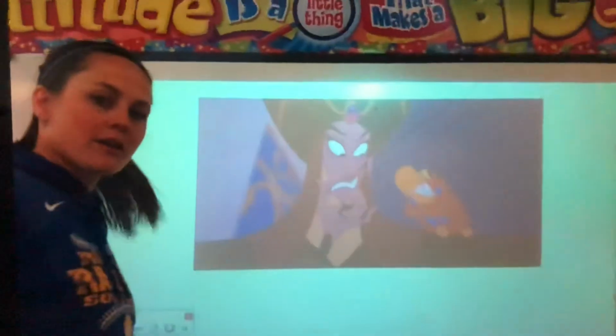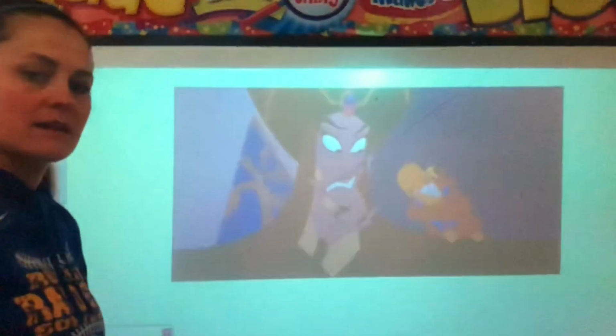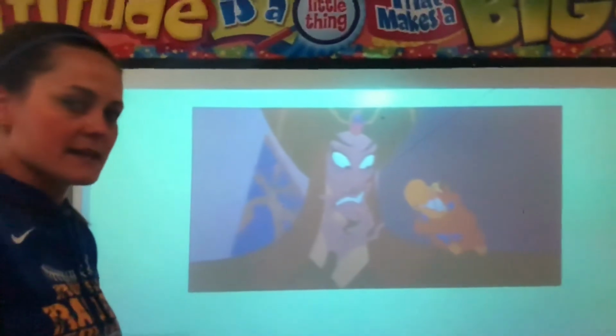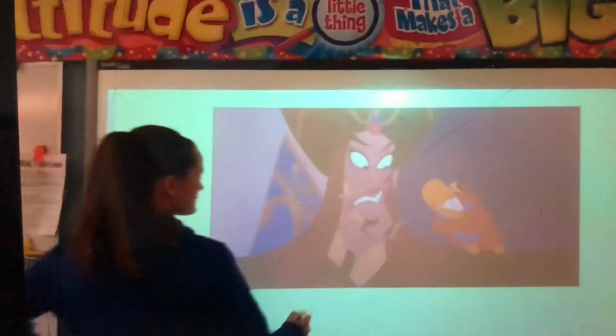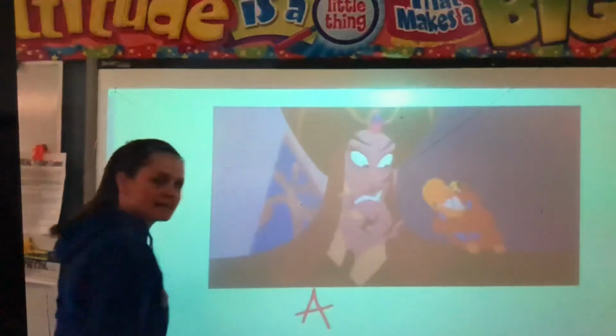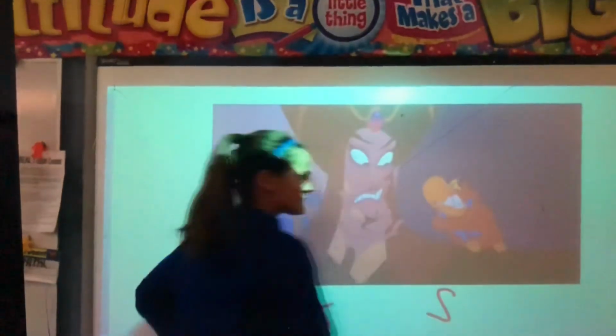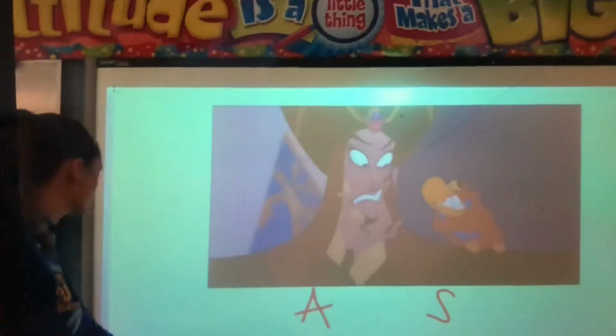All right, so I'm going to do a couple here. I'm going to let you think. Jafar from Aladdin. Static, dynamic, protagonist, antagonist. Think about it. Jafar, he's definitely an antagonist. And I would say he is static throughout the whole movie.